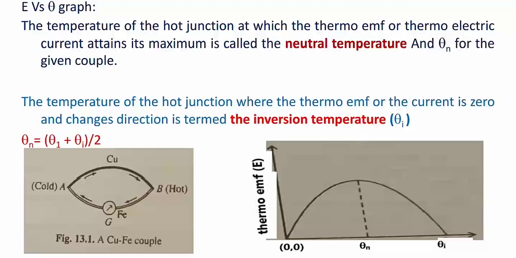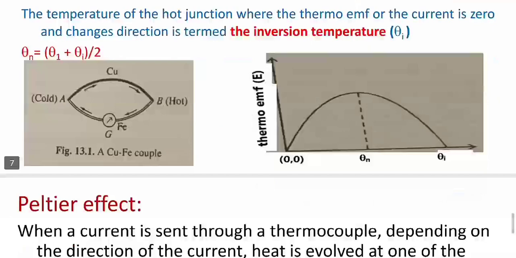the temperature of the hot point step by step, from 0 to 1, 2, 3 degrees, 4 degrees, 5 degrees. Then you observe that when temperature rises initially from 0 to theta n, the EMF generated in the circuit rises. After theta n, when you raise the temperature of the hot point, the EMF in the circuit reduces. That's why the graph falls, and at the temperature theta i, the EMF in the circuit is absolutely 0. This is called the inversion temperature. Okay, this is the Seebeck effect.